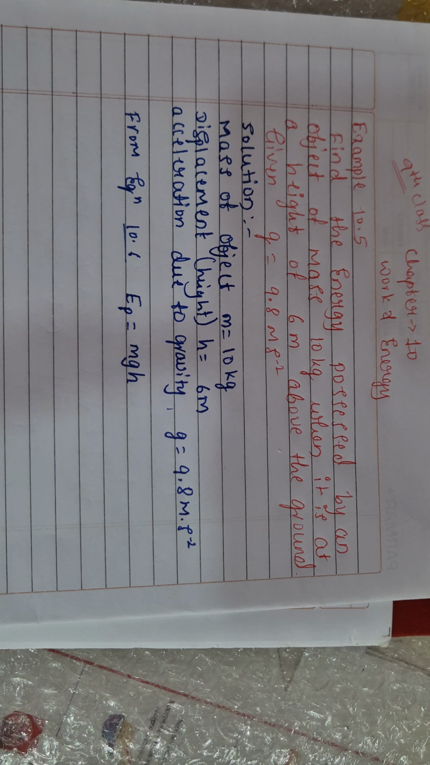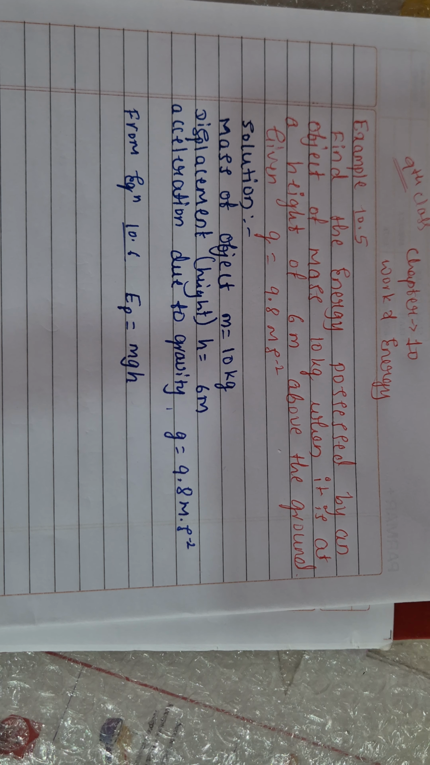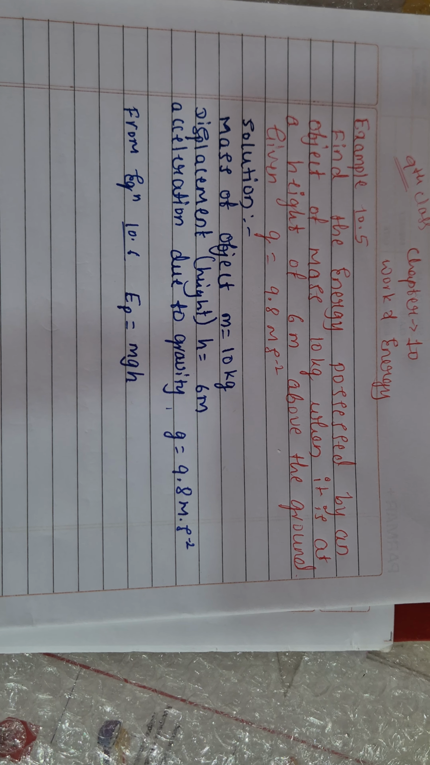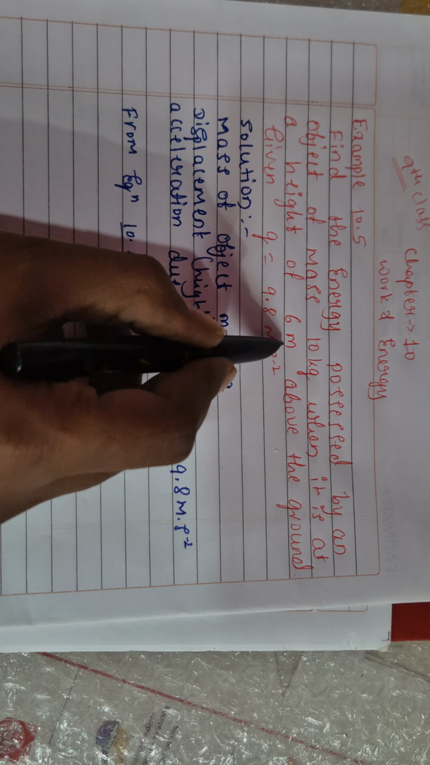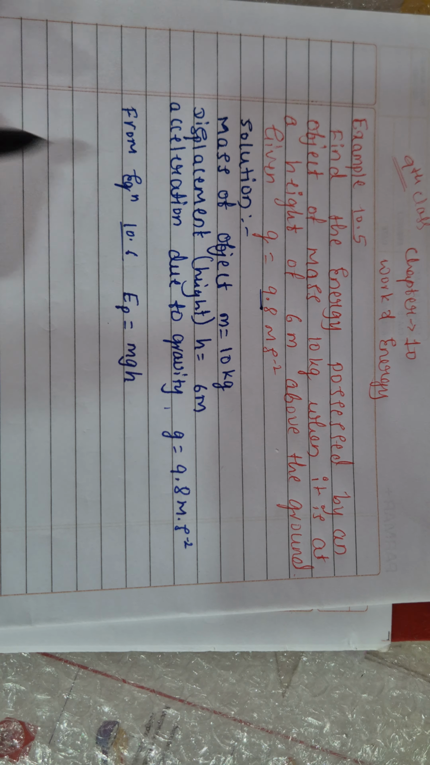Today we discuss the ninth class, the second problem, example 10.5 in the chapter Work and Energy. The problem is: find the energy possessed by an object of mass 10 kg when it is at a height of 6 meters above the ground. The given gravity is 9.8 meters per second squared. Here we will find the potential energy.